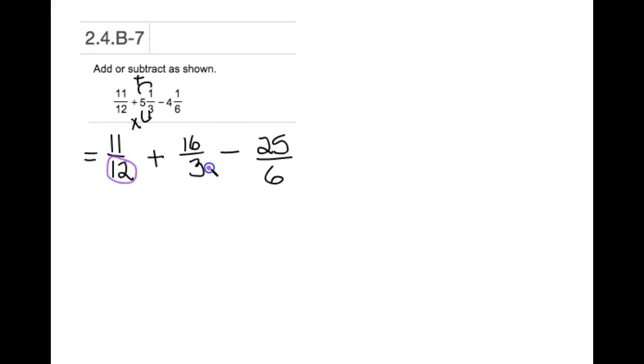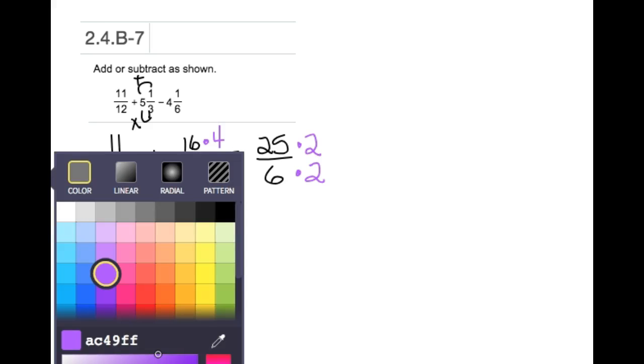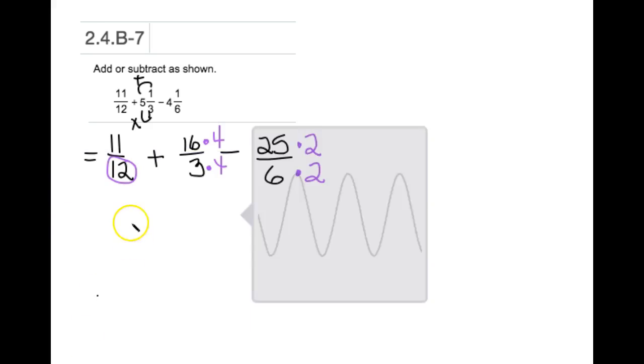So I'm going to ask myself, what would I multiply 3 by to get to 12? And that would be 4. And I can do that as long as I do that to the top and the bottom, because 4 over 4 is 1, so you're not changing the value of the fraction if you multiply by the same number in the top and the bottom. And then 6, in order to get to 12, you have to multiply by 2. So again, do the same thing in the top and the bottom. And then we'll write what we have as a result of that.